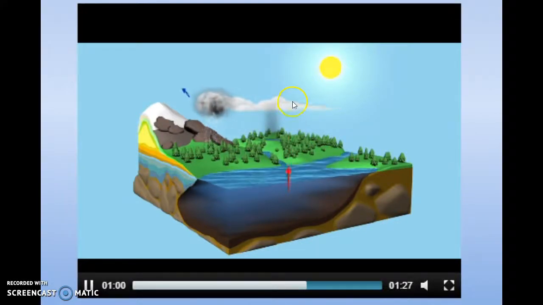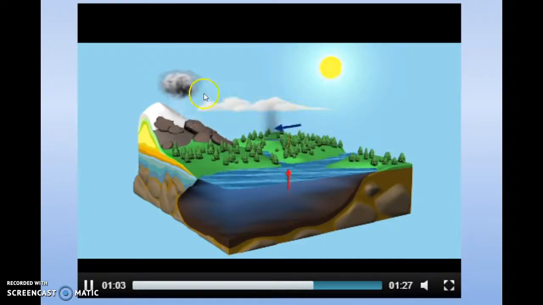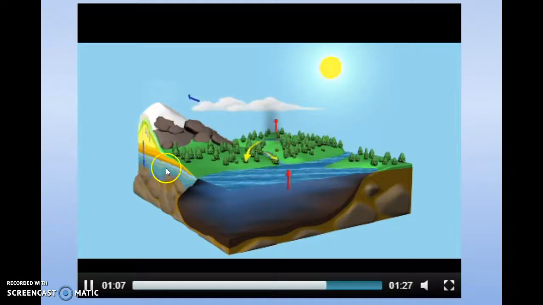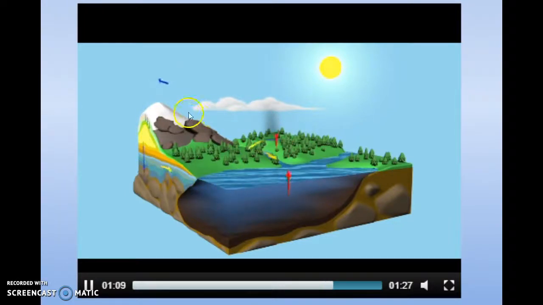So as we see right now happening, the water cycle is happening again. It's being evaporated by the heat from the sun, forming clouds, and then it is precipitating onto the earth, and that water is either going into the water table, into streams, or immediately evaporating.